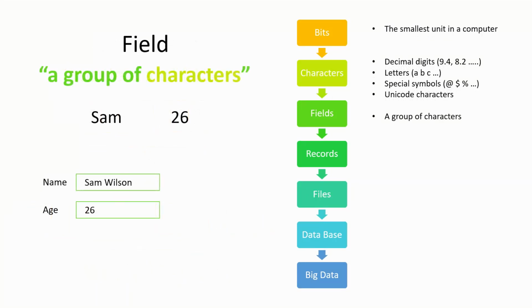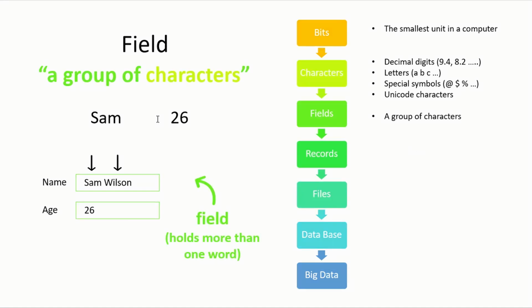A field is made up of 2 or more characters. In the example shown, the field, which is called name, contains 2 characters, Sam and Wilson. The second field, called age, also contains 2 characters, the numbers 2 and 6.